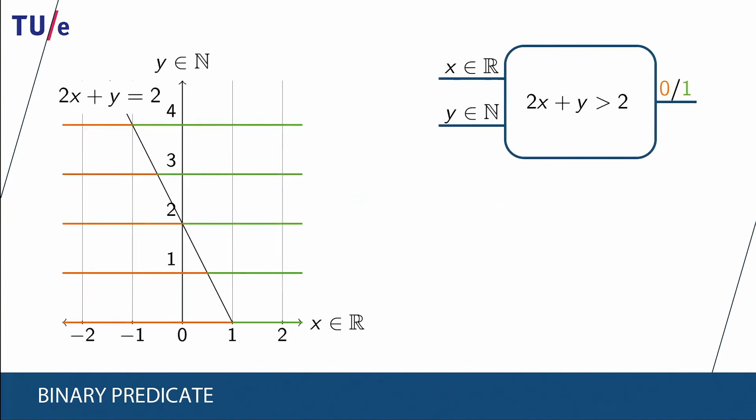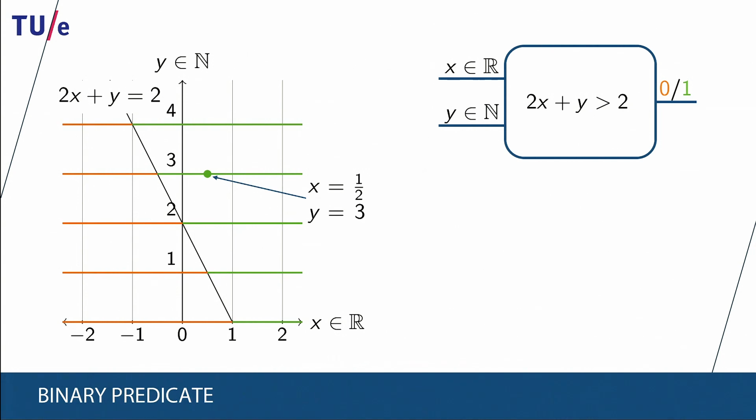The behavior of the device with 2 inputs is visualized using a 2-dimensional graph with real numbers on the x-axis and natural numbers on the y-axis. With every valid point in this graph, that is a point with a real x-coordinate and a natural y-coordinate, we associate a truth value. As usual, points colored red are points with the truth value false associated with them. Points colored green have the truth value true associated with them.